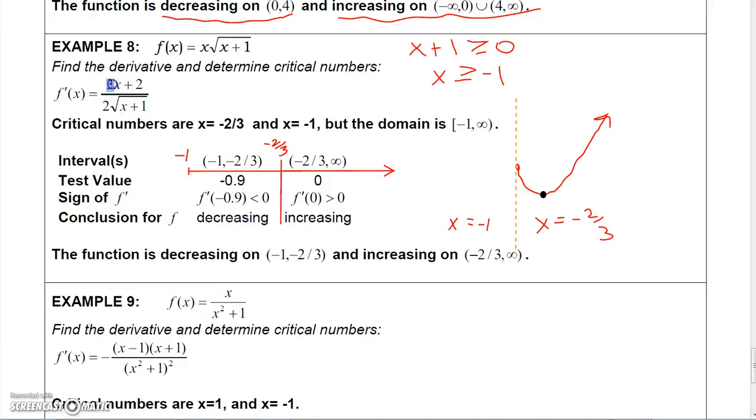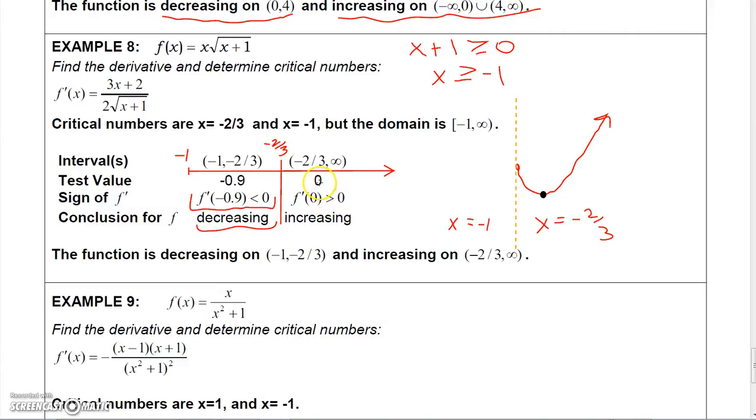Now when you plug -0.9 into the top, you're going to get a negative number. But when you plug it into the bottom, you're going to get a positive number. So negative divided by positive is negative. So that tells me that the derivative is negative in this interval. So the function is decreasing from -1 to -2/3.